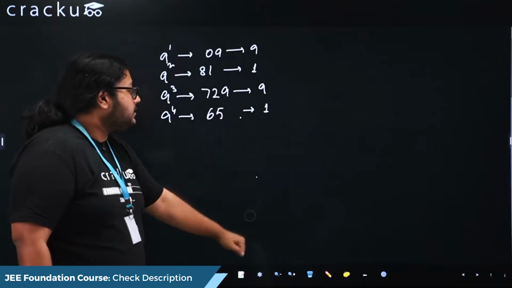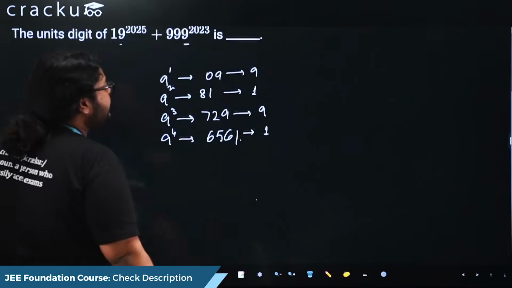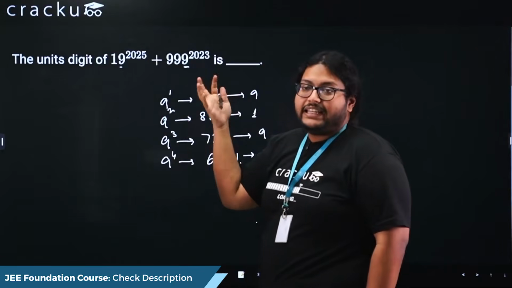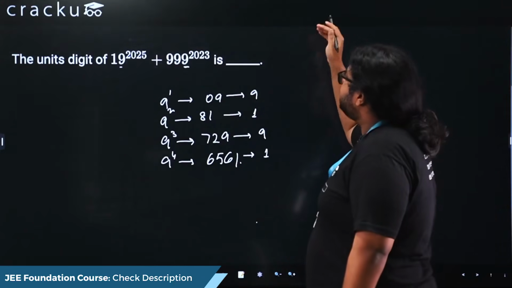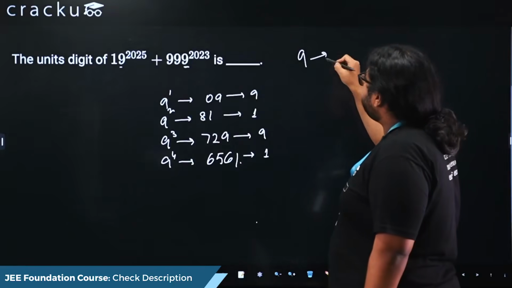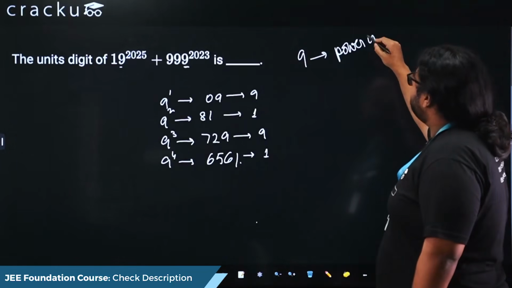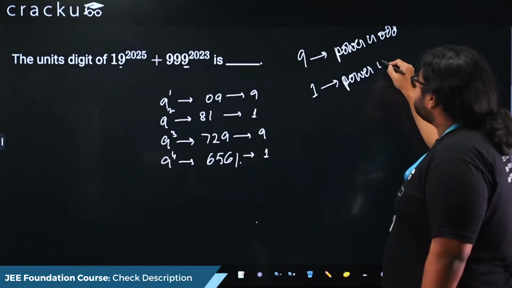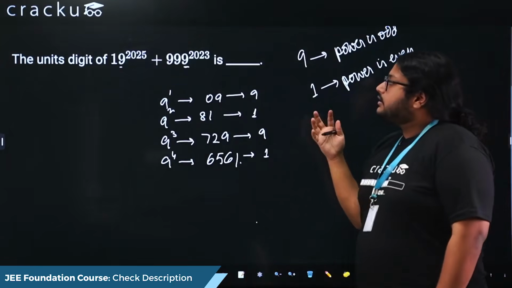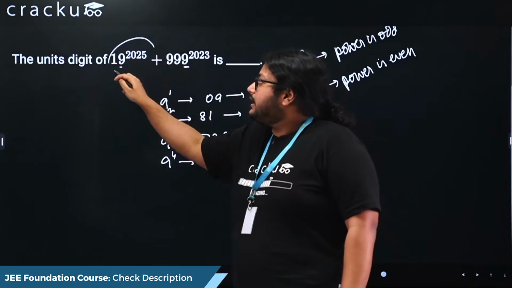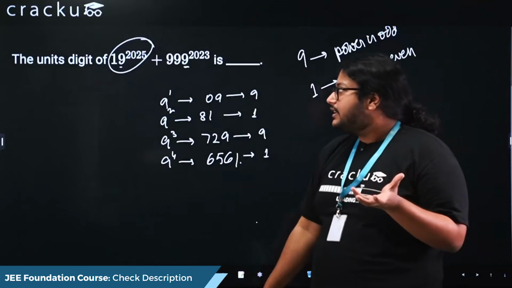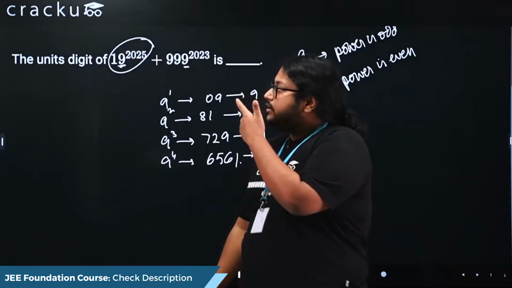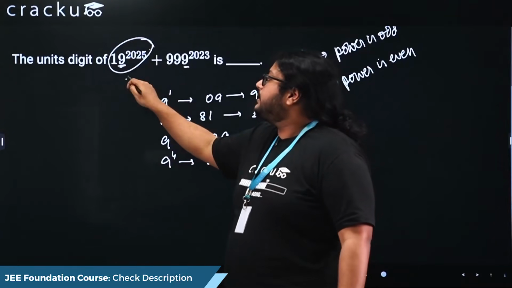So for 9, the units digit keeps repeating between 1 and 9. Whenever we have a number ending in 9, the units digit will be 9 if the power is odd, and the units digit will be 1 whenever the power is even. So that tells me what is this 19 to the power 2025. Essentially the units digit will depend on 9 only, and 2025 is an odd power. So from here the units digit will be 9.